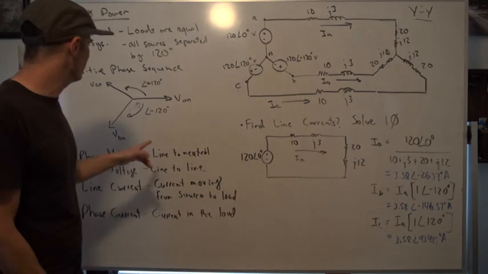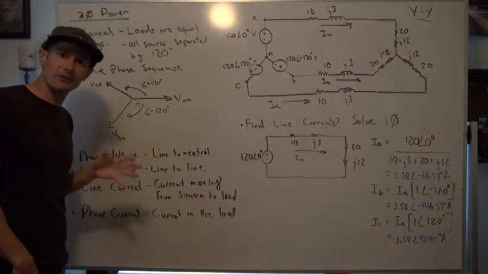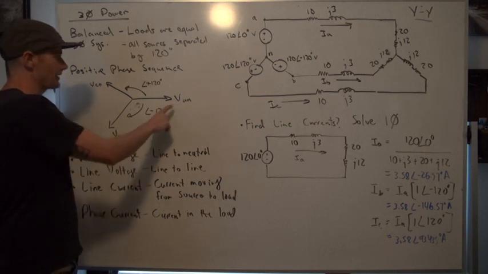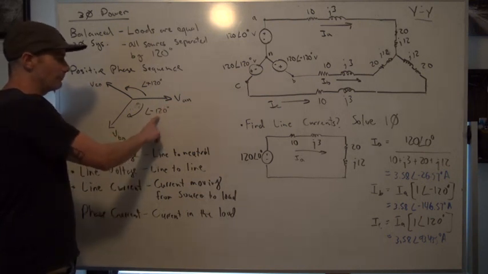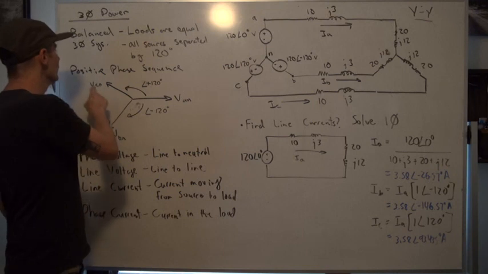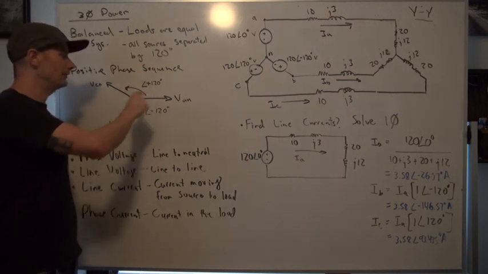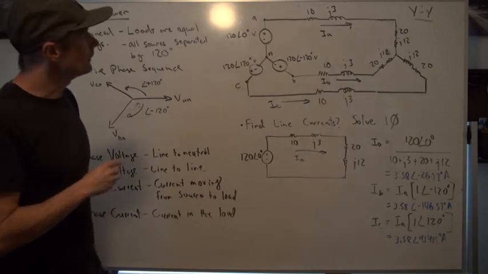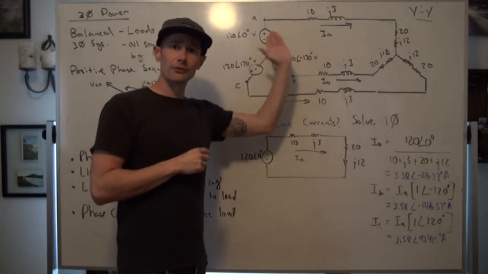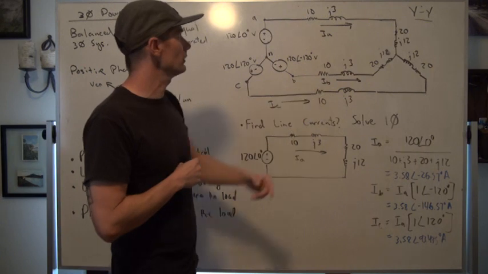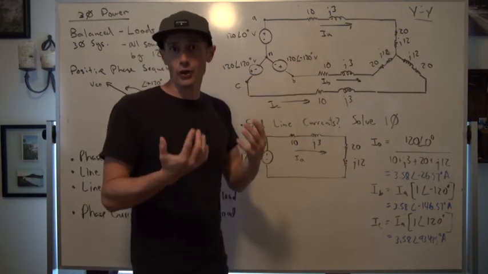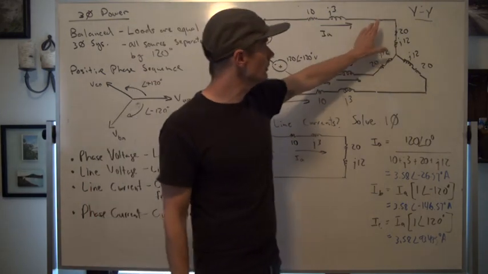And again, what I'm saying about the positive phase sequence, if we look back at the phasor diagram, is that VBN is separated from VAN by negative 120 degrees. VCN is separated from VAN by positive 120 degrees. And so current moves from the source and goes through our line. In this case, we would have an impedance of 10 plus j3 ohms. And then we get to the load.